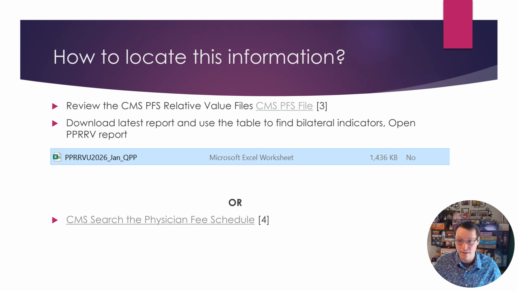So how do I locate this information? There are two actual different ways that you can locate it. One is you can find the CMS's PFS relative unit file. I have it linked here. You can download the latest report and use the table to find the bilateral indicator. It'll be a huge file with multiple different folders and files in it.